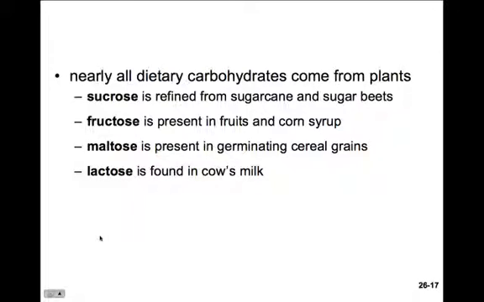Pretty much all dietary carbohydrates come from plants. Sucrose is refined from sugarcane and sugar beets. Fructose is present in fruits and in corn syrup, as in high fructose corn syrup. That's another topic of interest if you wanted to take that on as a final presentation: the prevalence of high fructose corn syrup and how it acts to promote obesity in our society. It's much deeper than you think. Maltose is present in germinating cereal grains. And then lactose, as we already know, is found in cow's milk.